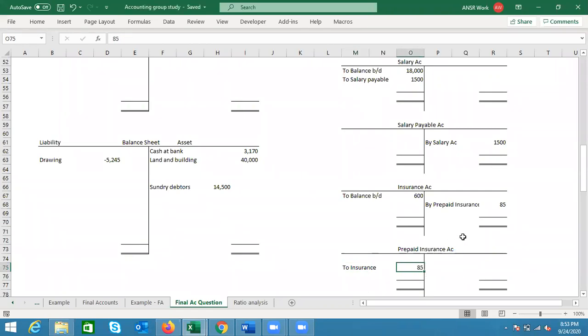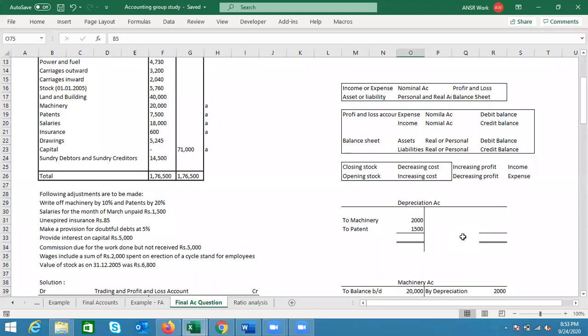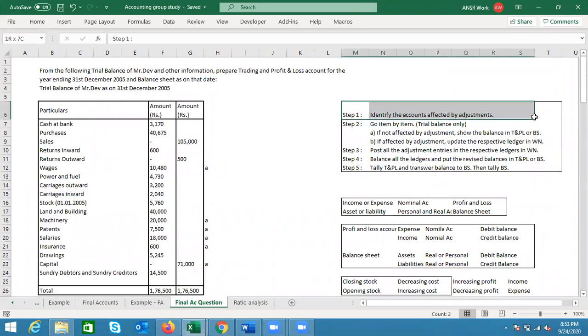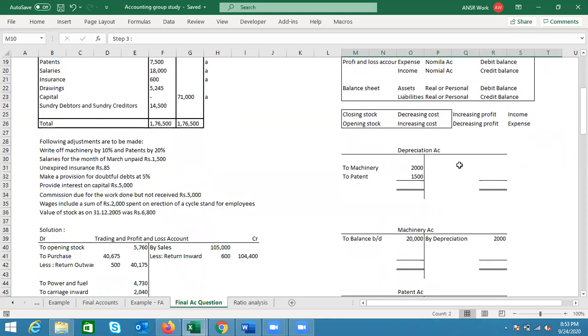So I'll just recall what we are doing now. We are going through step by step. Step 1, we identified all the adjustments. Step 2, we went through all the accounts given in the trial balance, and if one has an adjustment, we updated the working note, the ledger account for it. If it does not have an adjustment, we updated the trading and profit and loss account or balance sheet at the relevant place. Then we are now at posting all the adjustment entries. For each adjustment entry, we determine the journal entry and post that journal entry to the ledgers in the working note. Now we are done with the unexpired insurance.